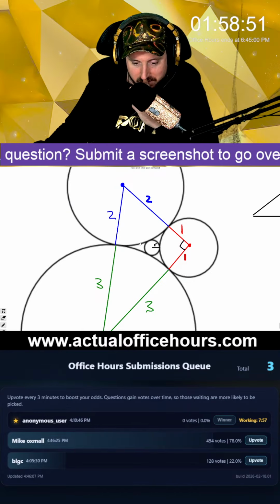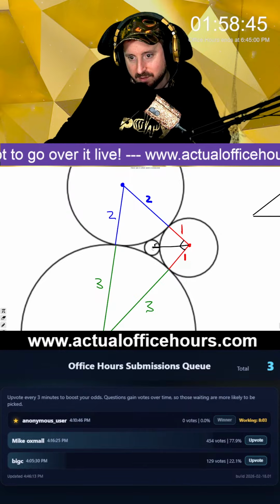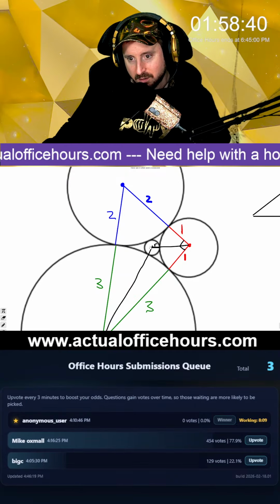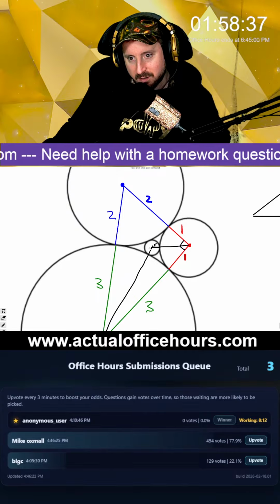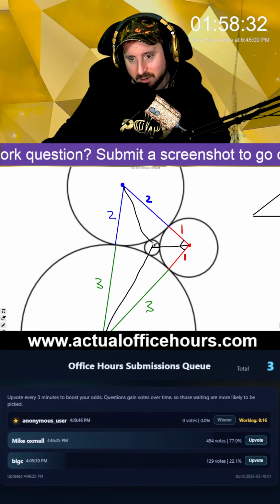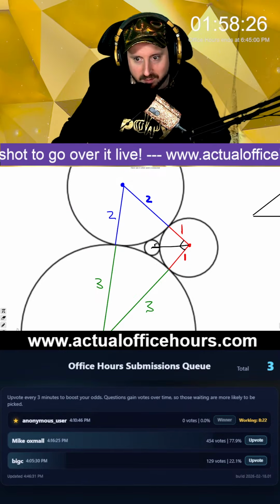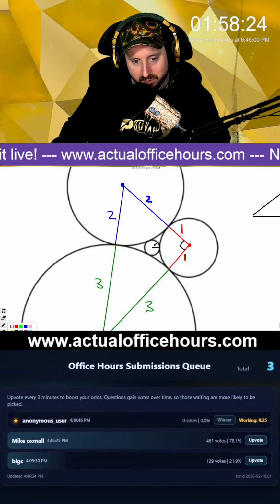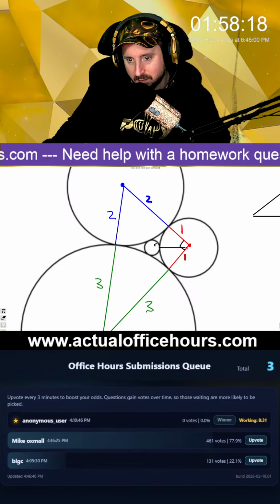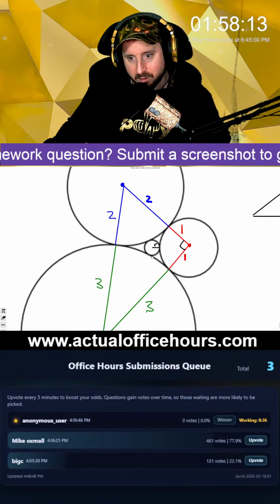I'm trying to think what I want to do. Because I see this is R plus 1. That's this distance. And then this distance is R plus 3, and then this is R plus 2. Right? Let me draw that. Let me show you what I'm thinking about. I know it's not exactly straight, which is the problem, because I didn't have the exact centers of these circles.